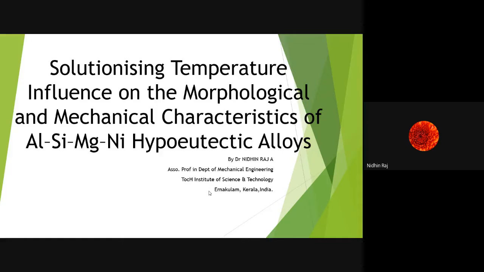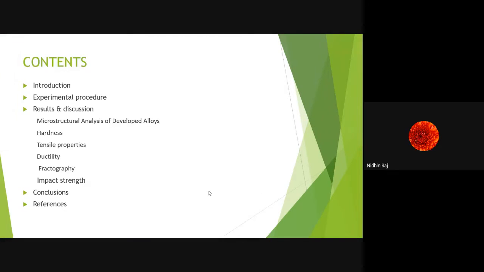So just a small overview of what I'm going to talk about today. I will be touching the introduction, then the experimental procedure, and then the results and discussion, which will include the microstructural analysis of developed alloys, a detailed discussion on the microstructure, and then the hardness part, then tensile properties, that is ultimate tensile strength, yield strength, and percentage elongation, and then ductility, and then fractography analysis, and finally impact strength analysis, that is the Izod test that I have carried out here. Then conclusions and then references. So this will be the structure of my presentation today.